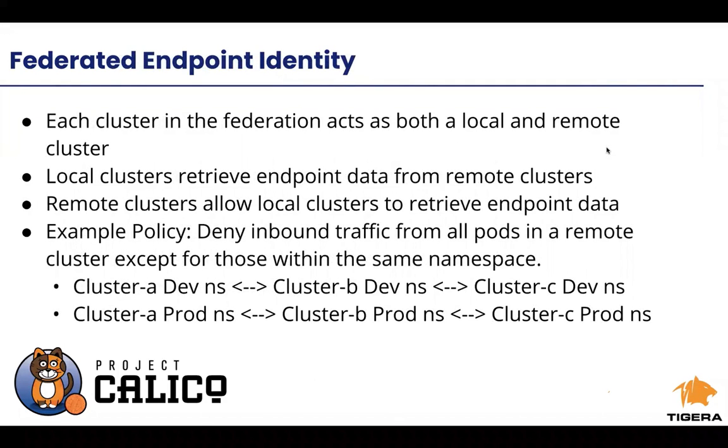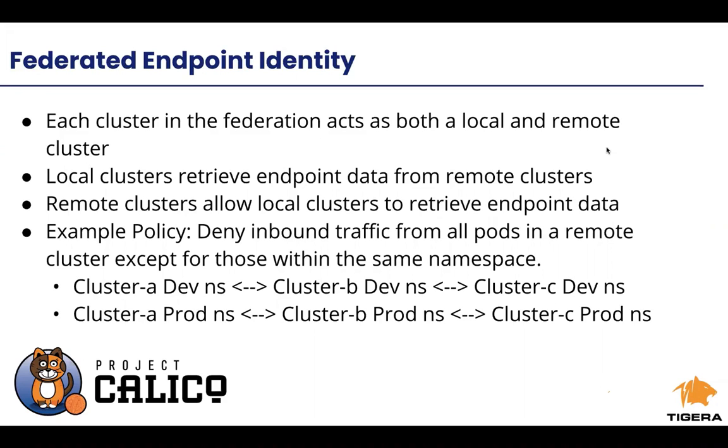Federated endpoint identity. Each cluster in the federation acts as both a local and a remote cluster. So the local clusters subscribe to the remote clusters and retrieve the endpoint data via the Kubernetes API. And remote clusters allow local clusters to retrieve that endpoint data. So they authenticate back and forth in order to be able to know which endpoints are available on the local and the remote clusters. And once you've set this up, you have the ability to create example policies like we have just described here.